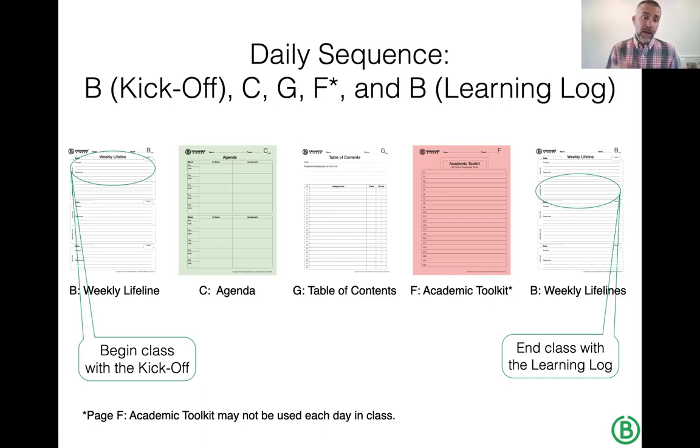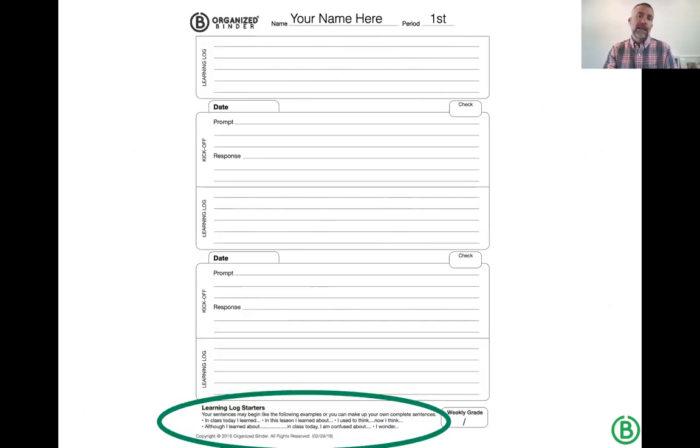It's really powerful. We typically go to this agenda and table of contents, but since we are on this weekly lifeline, let's just talk quickly about the end of class. This is your exit ticket that it sounds like you're already doing. This would be a perfect place for it to be recorded. Many schools that we've worked with transition to the learning log.